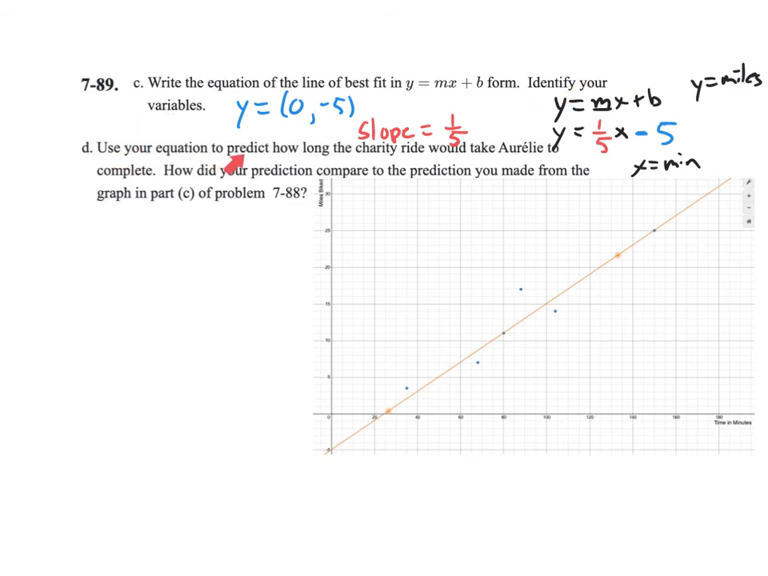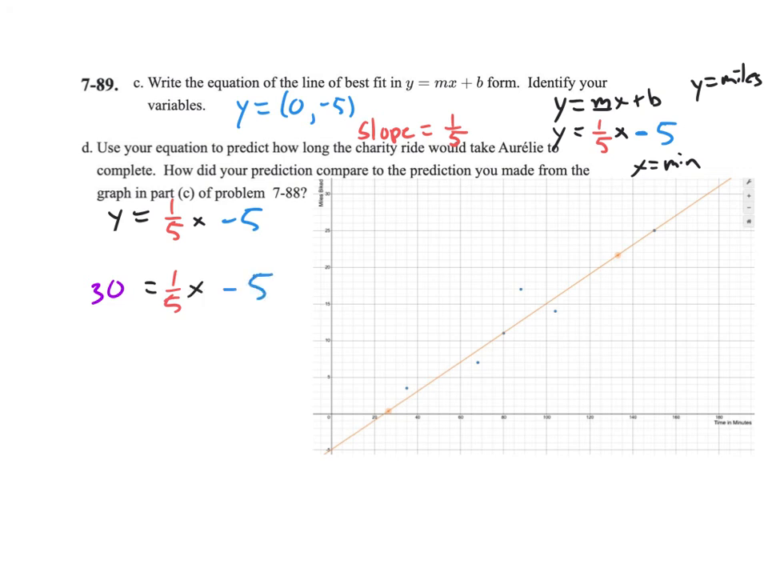Now part D says use your equation to predict how long the charity ride would take Arhali to complete. So if I know it's a 30-mile ride, that's in y, that's my miles. So I'm now going to do a little bit of solving. Let me write my equation here again so that we can see this. y = 1/5 x - 5. So now 30 is the length of the trail, so 30 miles will be equal to 1/5 times x. That's what I'm looking for.